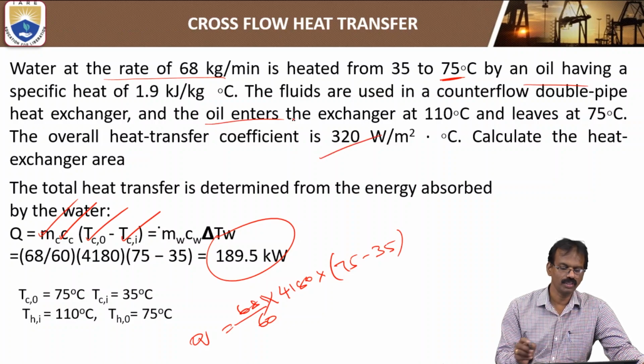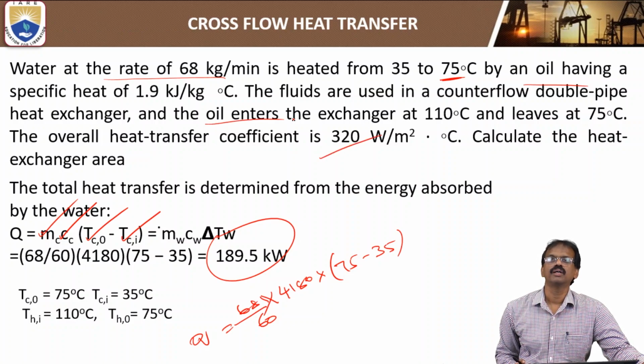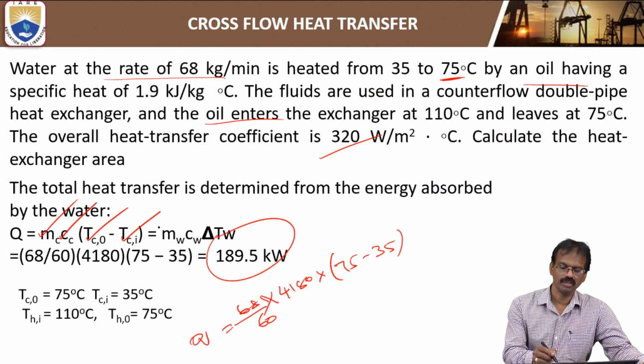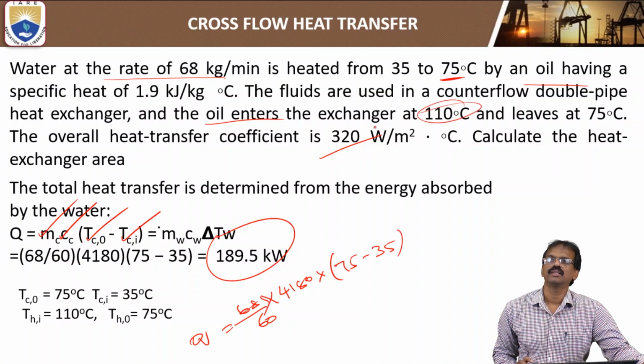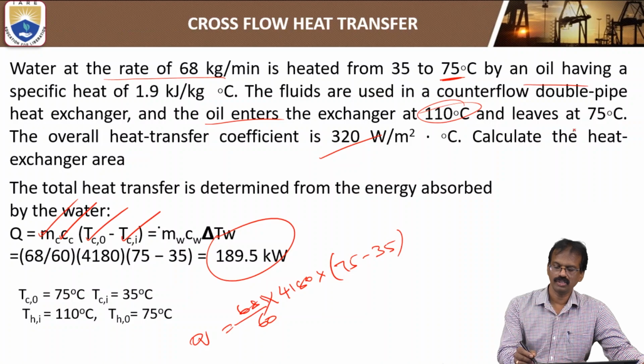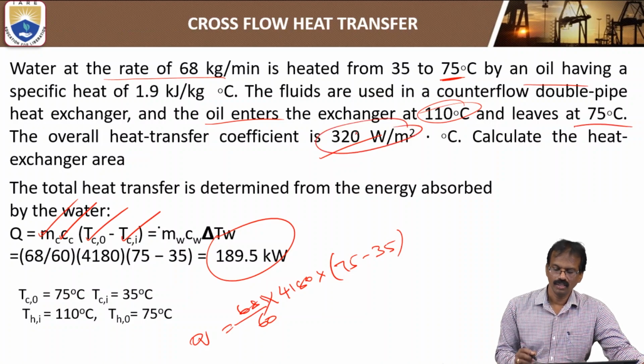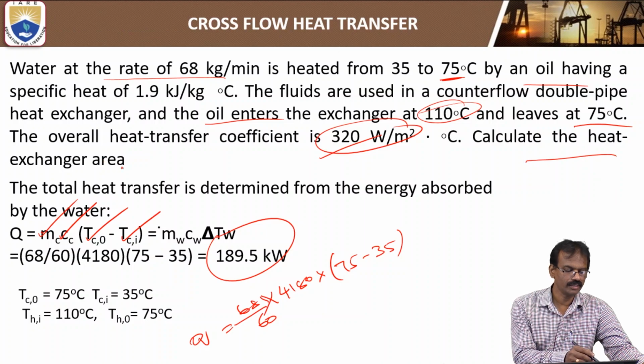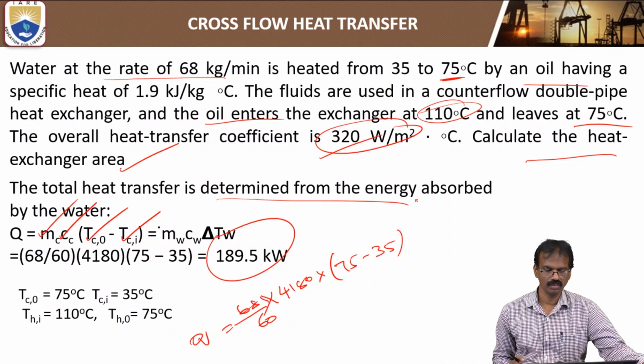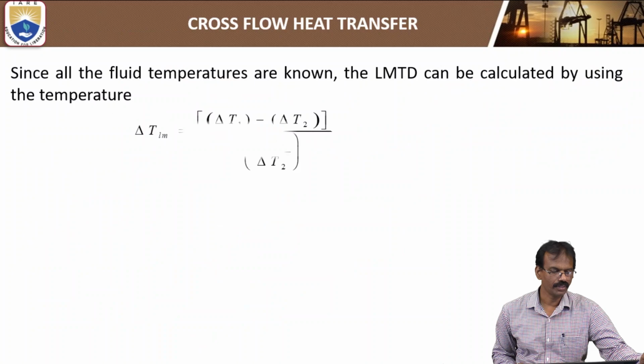The other fluid is oil, the hot fluid. The hot fluid entering temperature is also given as 110 degrees Celsius, and it leaves at 75 degrees. The overall heat transfer coefficient is 320. Calculate the heat exchange area. The total heat transfer is determined. This numerical is already solved in the LMTD method, so we can find out the area.